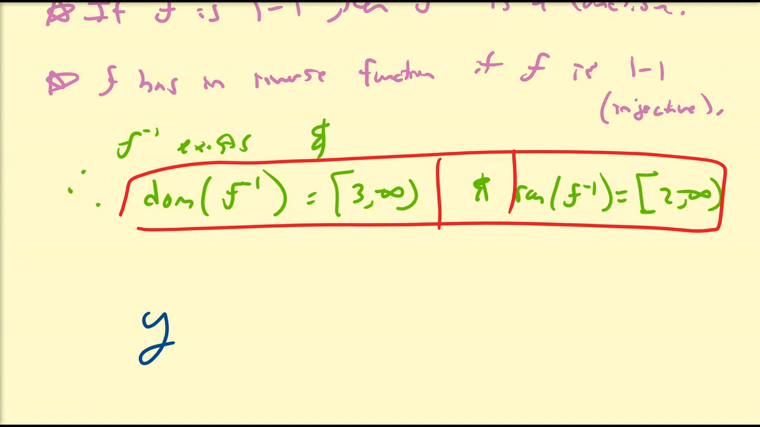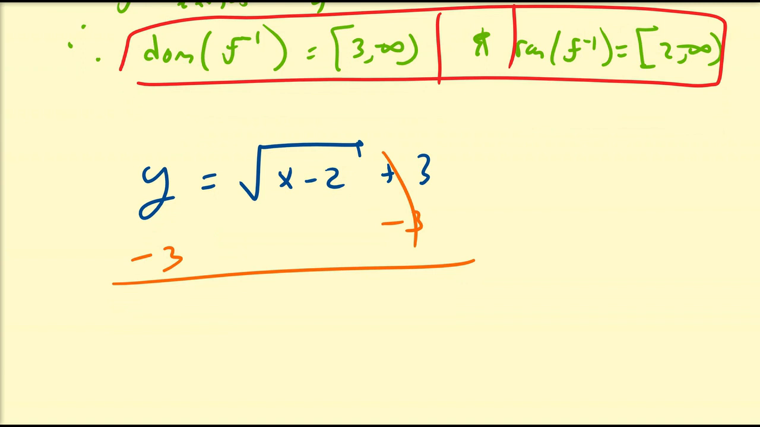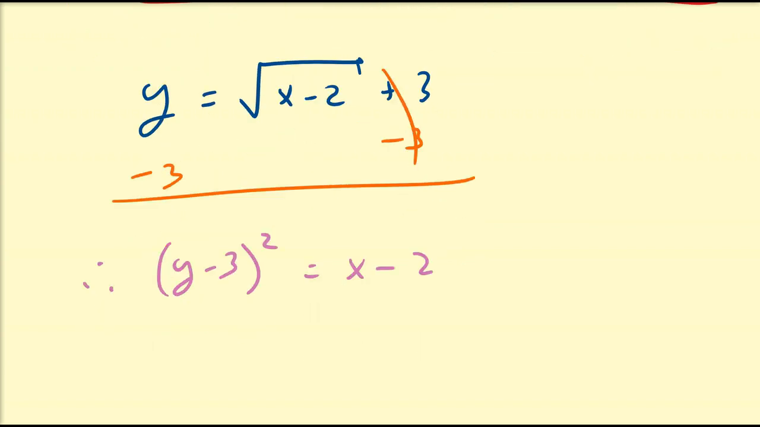So I'm going to replace f of x with just y, so we have y is equal to the square root of x minus 2 plus 3. So this represents the relation that constitutes this square root graph. So what I'm going to do is subtract both sides by 3, and then square both sides to get rid of the square root. So once I do that, I'm going to have (y minus 3) squared is equal to x minus 2.